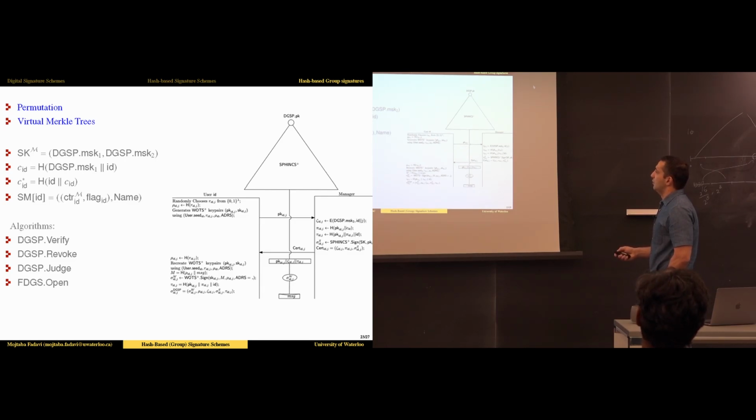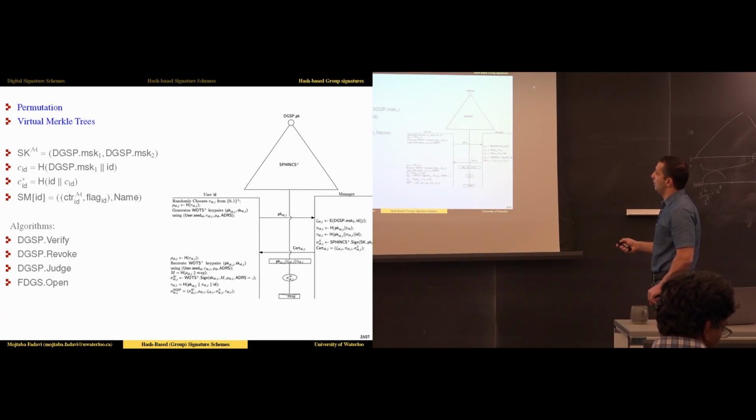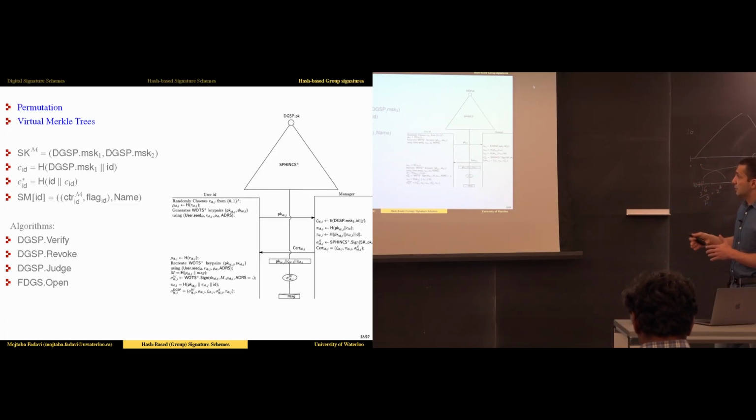If you notice, tau is a part of the signature. So in the judge algorithm, the manager reveals and publishes ID and pi, and using this information and tau, the last part of the signature, everyone can verify that this signature is attributed to the real signer.